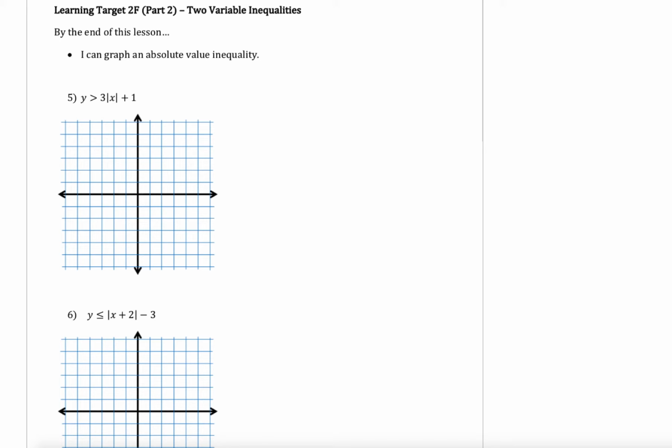Learning Target 2F in this video. In the first part of Learning Target 2F, we learned how to graph linear inequalities in two variables. And in this video, we're going to focus on how I can graph absolute value inequalities in two variables.